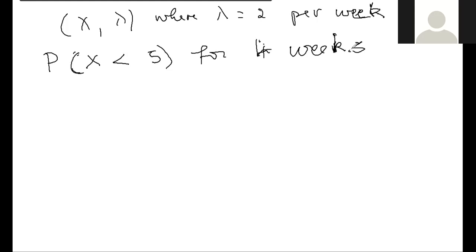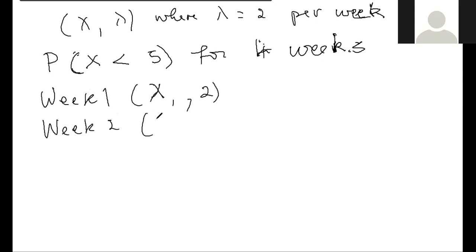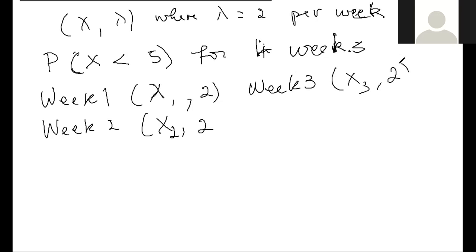So you want to know that each week, the number of accidents is a Poisson distribution. Week 1, we have a Poisson distribution, x1, with mean 2. Week 2, we have a Poisson distribution with mean 2. Week 3, we have a Poisson distribution, x3, with mean 2. Week 4, we have a Poisson distribution with mean 2.